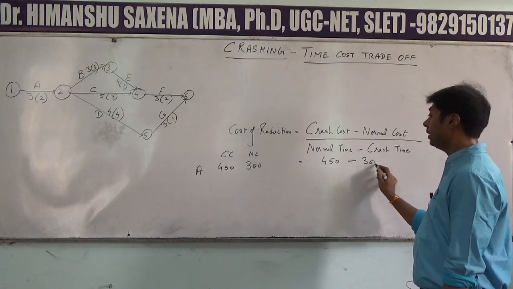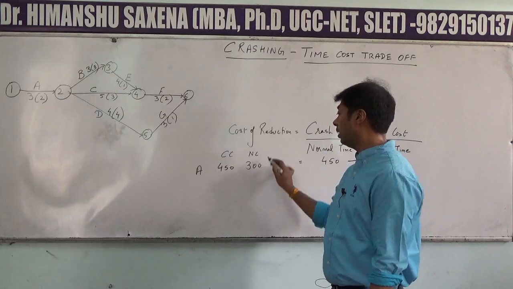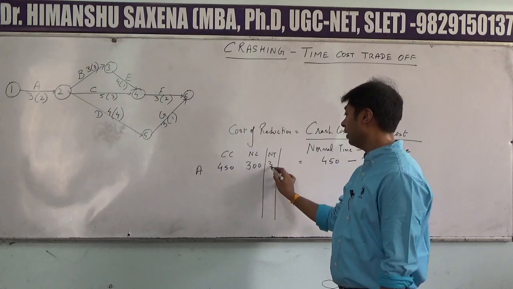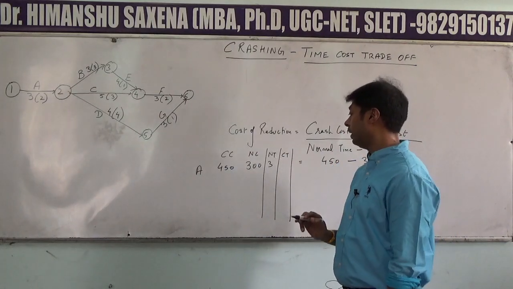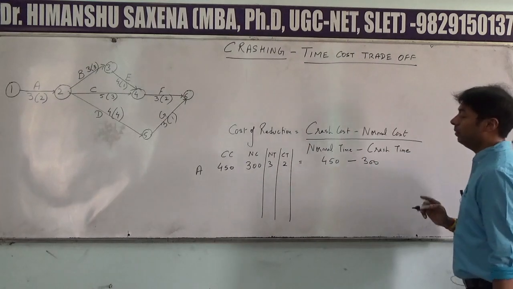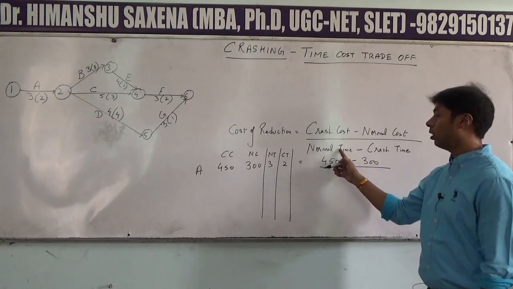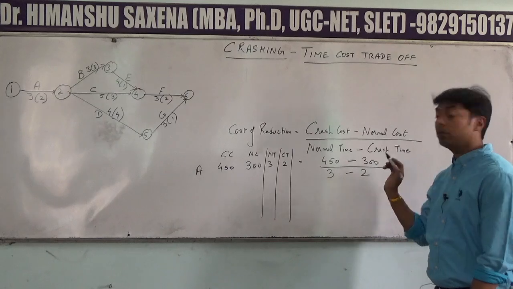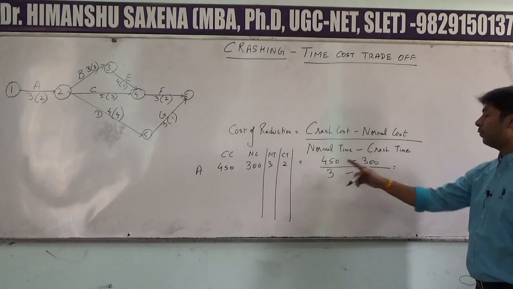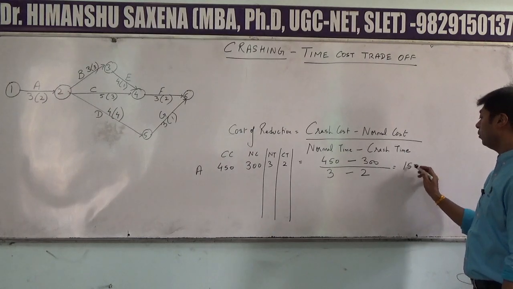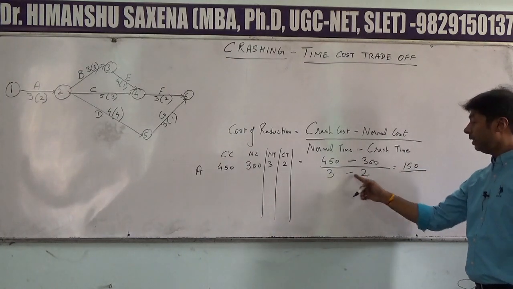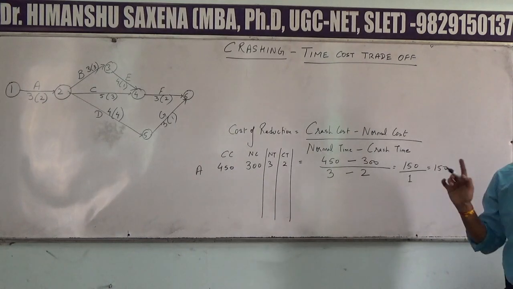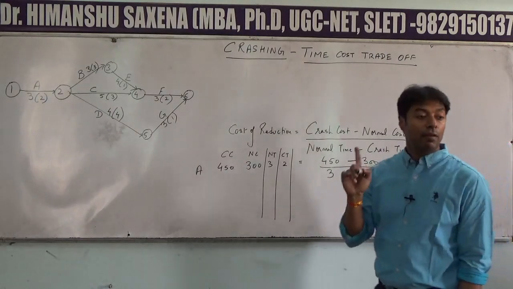Normal cost is 300. Now tell me, what is the normal time of activity A? That is 3. And crash time of activity A? That is 2. So the normal time will be equal to 3 and the crash time will be equal to 2. Now we are going to solve it. 450 minus 300, on the numerator side we will have 150, and 3 minus 2 will give us 1. So 150 divided by 1 will give us the cost of reduction of activity A as 150.